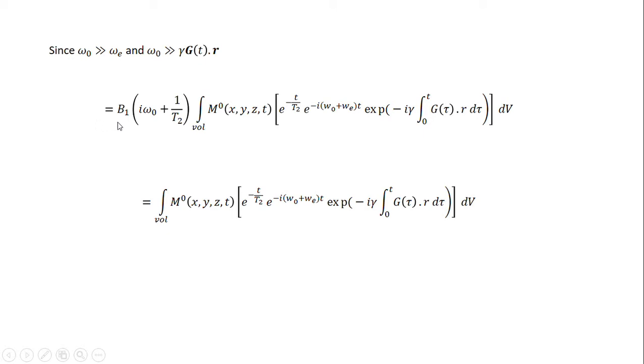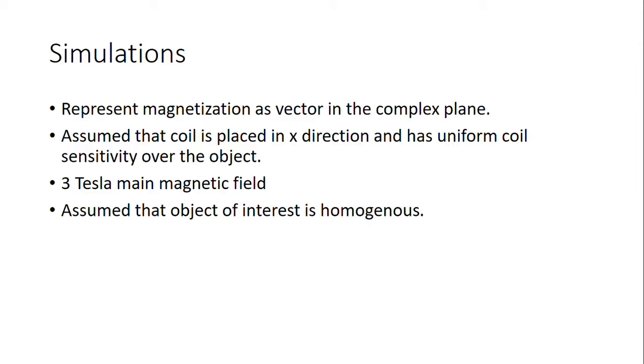But since this is a constant, we can ignore it, and in most of our analysis we already ignore it, and I will also ignore it, since my aim is to compare FID signals with each other. And in simulations, I represent magnetization as a vector in a complex plane. I assume that the coil is placed in the x direction and has uniform coil sensitivity over the object, and the main magnetic field is 3 Tesla. Lastly, I assume that the object of interest is homogeneous.